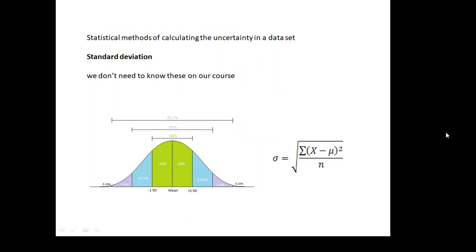There are statistical ways of getting the uncertainty. There's something called the standard deviation, but this goes beyond us. If you're doing A-level maths, you'll do standard deviation, but we're not bothered.